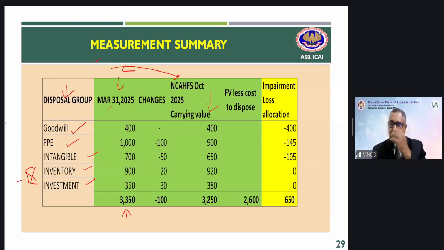So if you look at it, on the day the held for sale journal entry is passed, 650 rupees of impairment has been accounted, debited to P&L and credited first to goodwill and then to the other assets pro rata.